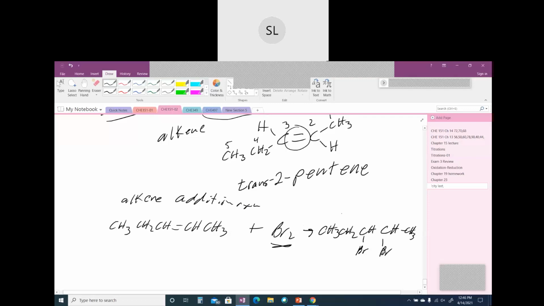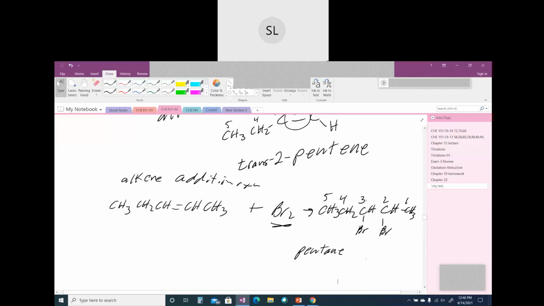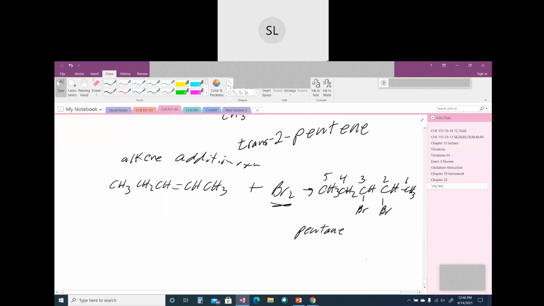And so to name this, we number our carbons closest to the substituted group, bromine. So the side closest to the bromine. All right, so now we have a pentane. We don't have a double bond. It is all single bonds. It did the addition reaction. Carbon has 4 bonds. But off of carbon 2 and 3, we have bromine. So we have a 2,3-dibromopentane as our product.